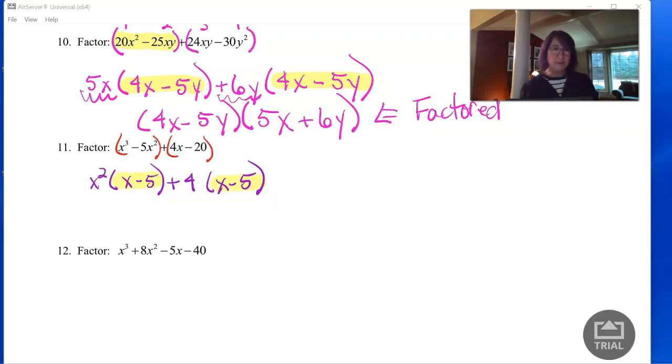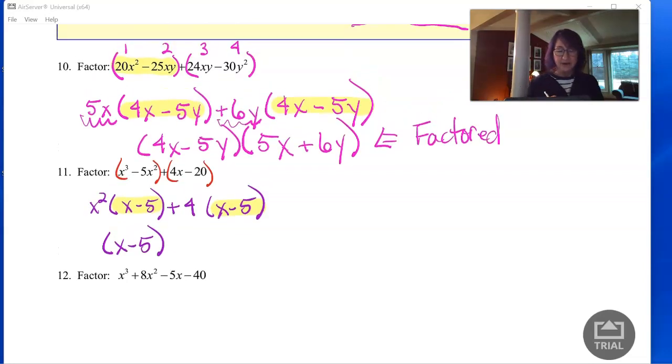My binomials match. So I factor out that common binomial, which is my greatest common factor, and everything that's left over, the x squared and the plus 4, follows. Now that is factored. I could check this, just as a reminder. I could multiply that x minus 5 times x squared plus 4, and it'll get me right back to my original polynomial.